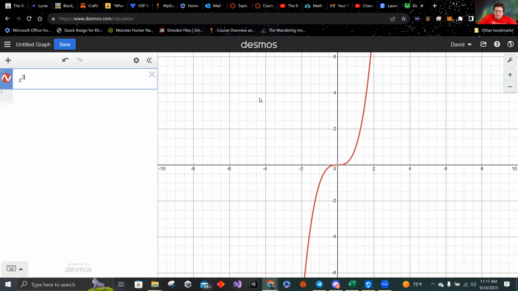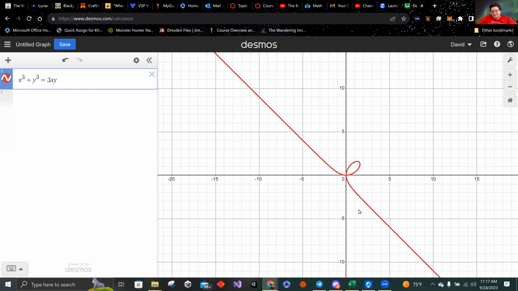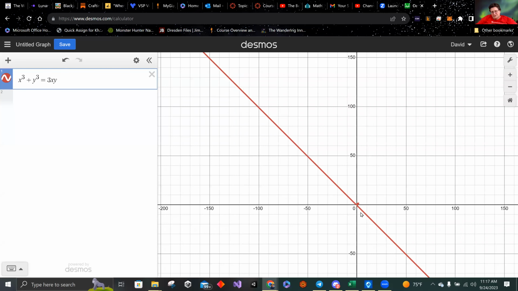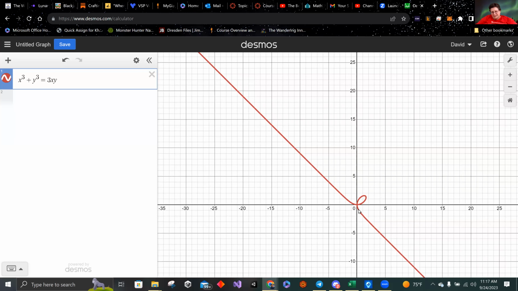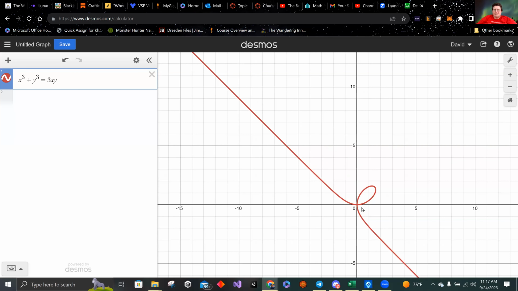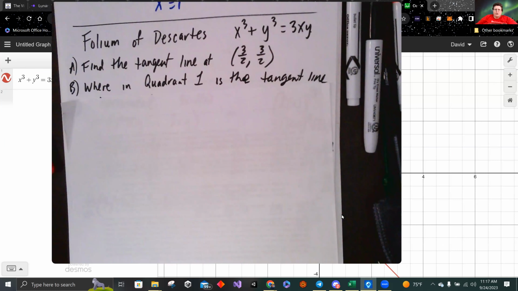x cubed plus, not x, but y cubed, equals 3xy. So it kind of looks like a string with a knot, but as it gets further away from the origin, it's a straight line. Looks almost like y equals negative x, but it's a little off. But that's what the folium looks like. So we're going to take a look at that.